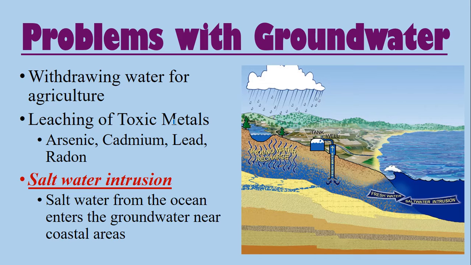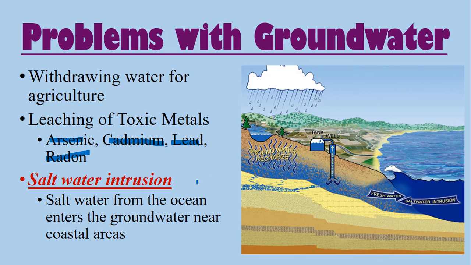You can have leaching of toxic metals, so as the water is infiltrating down the soil and going into the groundwater, it can pick up toxic metals and bring that to the groundwater. That makes the groundwater contaminated or polluted. It can't be used. Some of these toxic metals are like arsenic, cadmium, lead, radon. They can get in there, and if you ingest them, it can cause big problems.